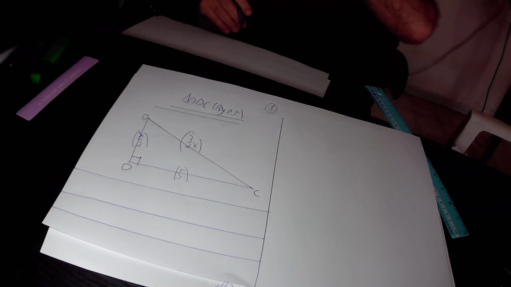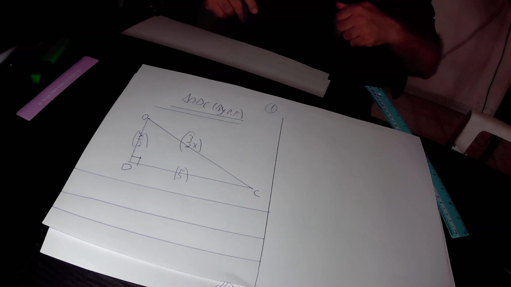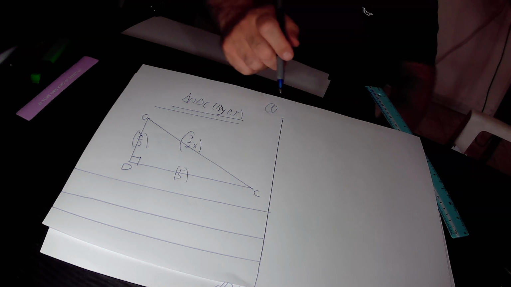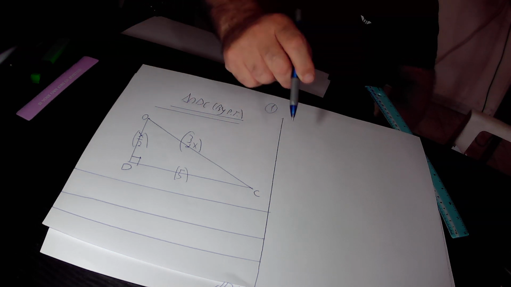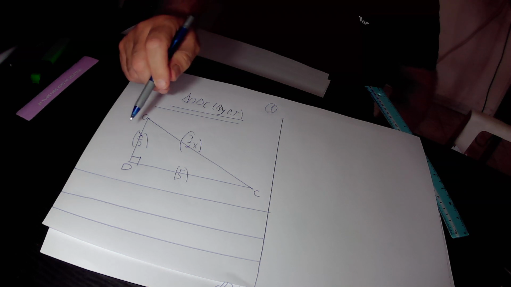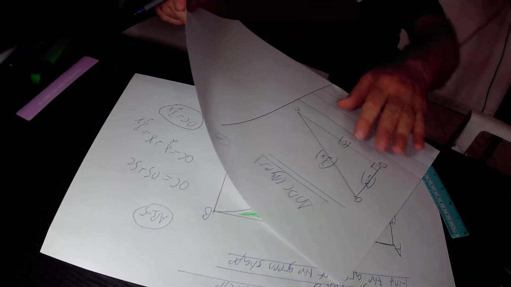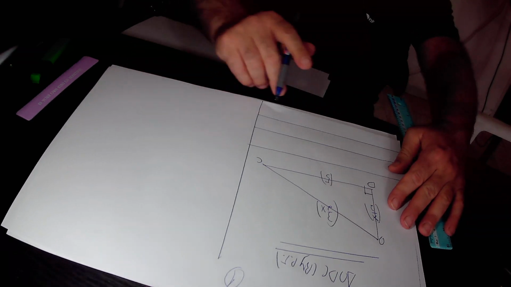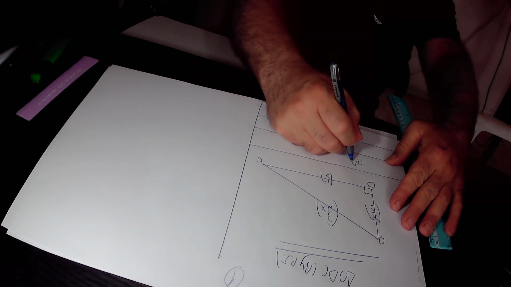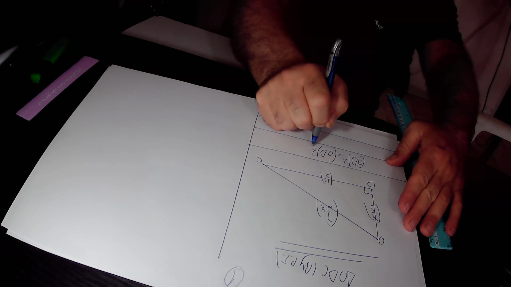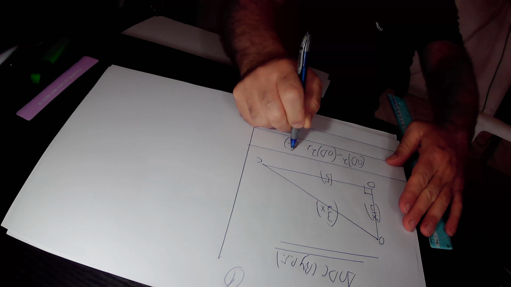So actually, this is the right triangle ODC that I copied from the original drawing. According to the Pythagoras theorem, in this right triangle ODC, OC squared equals OD squared plus DC squared. So I write it down: OC squared, that is the square of the hypotenuse, equals OD squared plus DC squared.